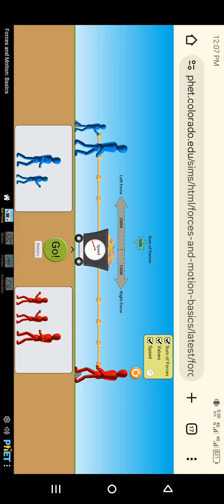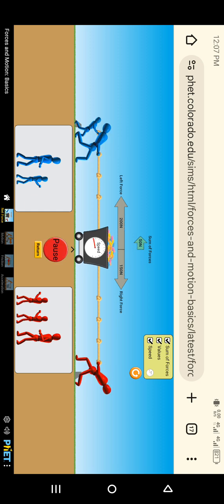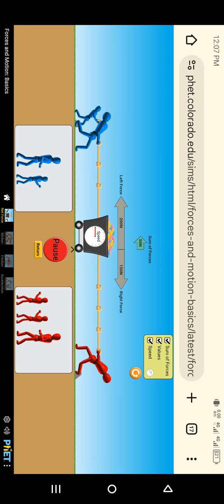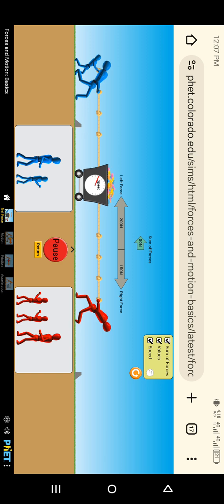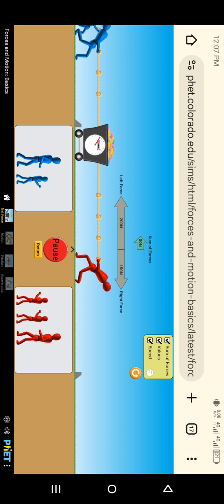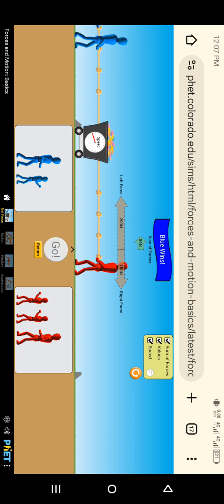So you can see, if the resultant force is acting leftward, that is how the motion of this object will be oriented in that direction. You can see. Let us go. Wow. So obviously the blue wins.